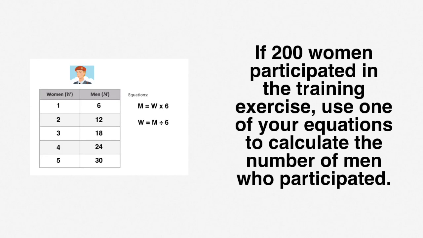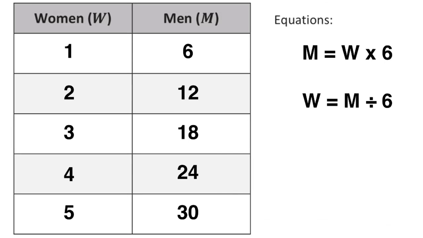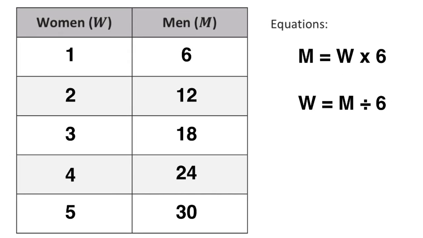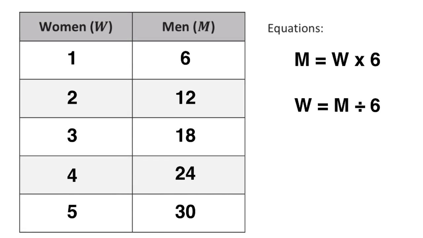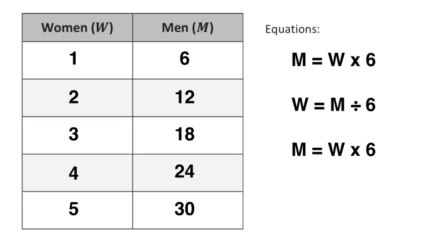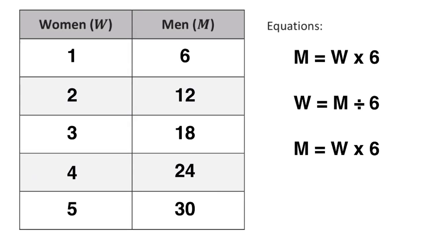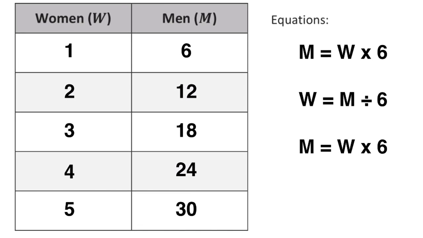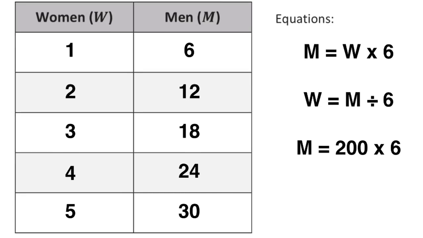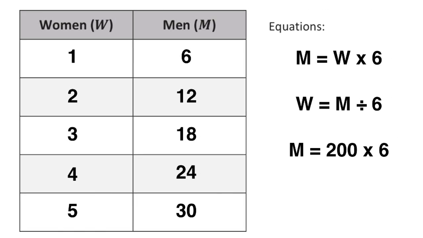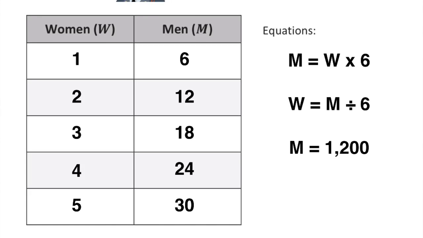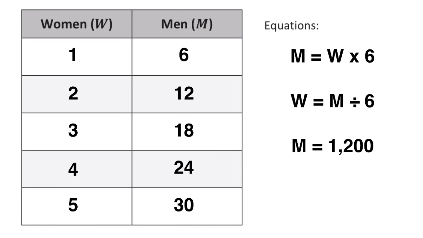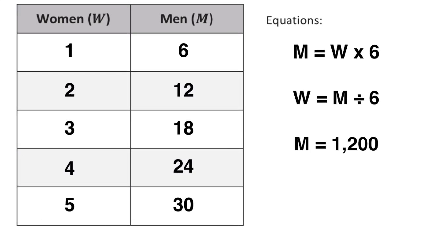So if 200 women participated in this training exercise, which of these equations would we use to solve how many men there are? Well, if we want to know the number of men, let's leave that variable on its own, so let's choose the equation that has men by itself. The amount of men equals the amount of women times 6 is the one we'll use, because we know the amount of women is 200. We can plug that in for W. So the amount of men is simply 200 times 6, and 200 times 6 is 1200. So if there are 200 women, the amount of men is 1200.